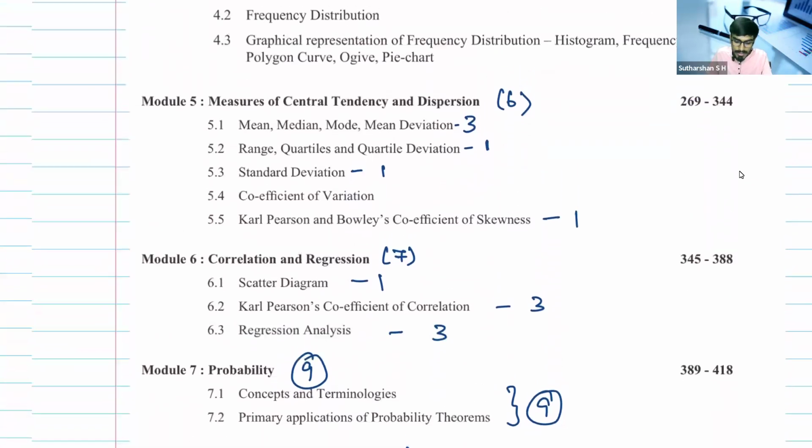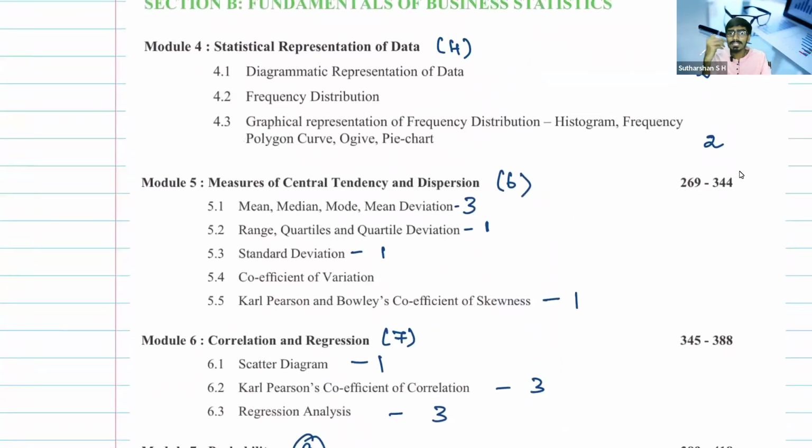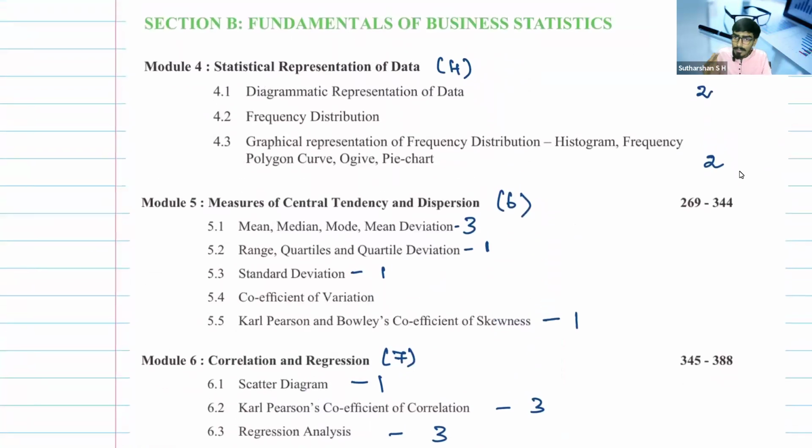So based on statistical representation of data, they have asked you 4 questions. Those 4 questions are from diagrammatic representation of data and graphical representations of a frequency distribution. These 2 areas they have tested you. For measures of central tendency, they have tested you 6 questions. The mean, median, and mode play a major role for 3 marks. Range, quartile, and quartile deviation will have 1 mark. Standard deviation will have 1 mark. Karl Pearson's or Bowley's coefficient of skewness will be for 1 mark.